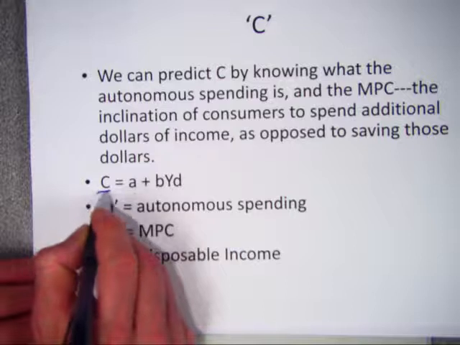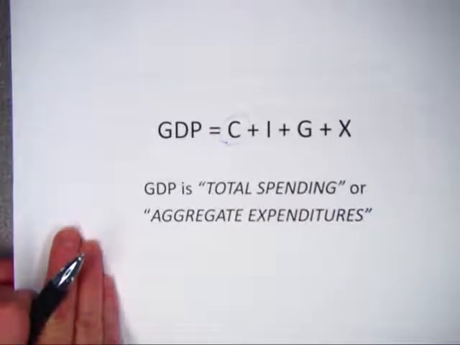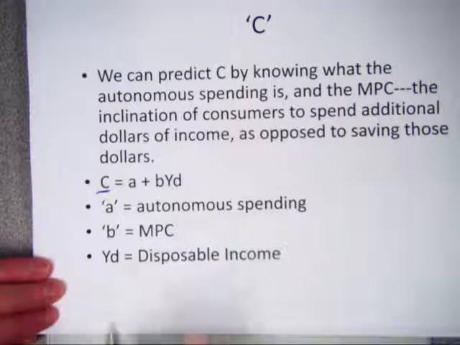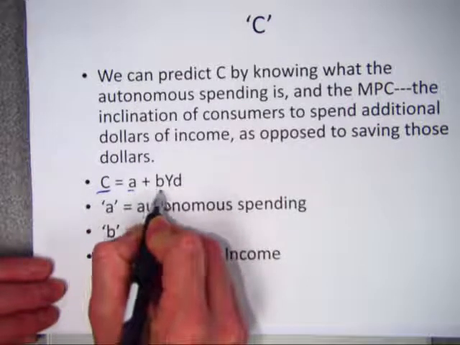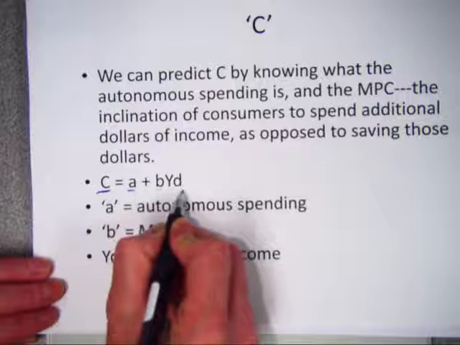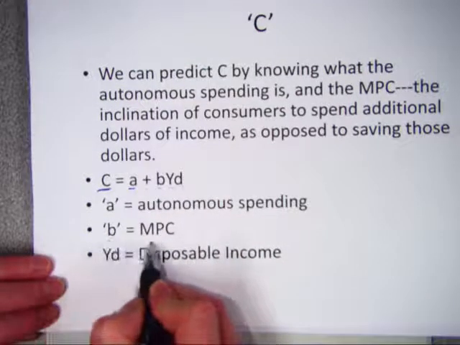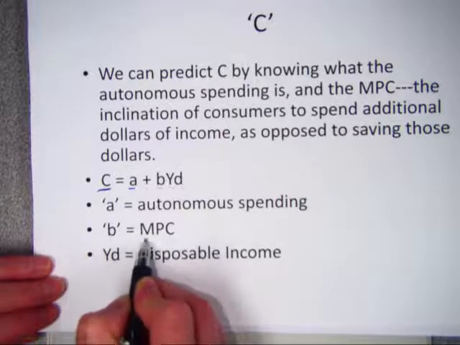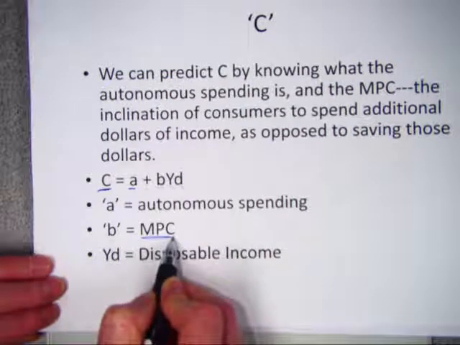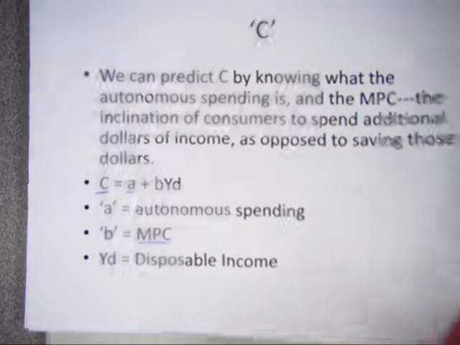We will be able to predict what at least C is going to be in our gross domestic product by taking autonomous consumption and adding that to a factor B times YD. Now we know what YD stands for. We said YD is disposable income. B is going to be that marginal propensity to consume. This is, again, the likelihood to consume additional dollars of disposable income. Let's take a look at an example.